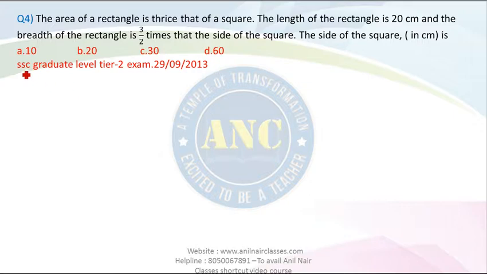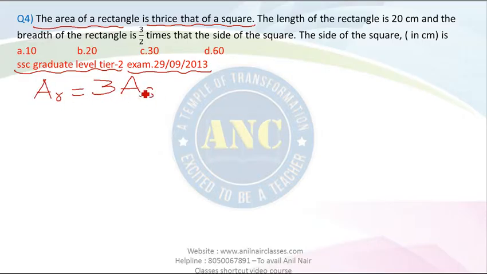Next question, SSC graduate level tier 2 exam in the year 2013. Question number 4. The area of a rectangle is thrice that of a square. That means the area of the rectangle is 3 times the area of the square. This is my first statement.